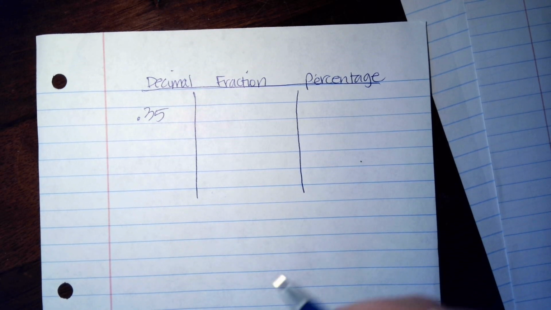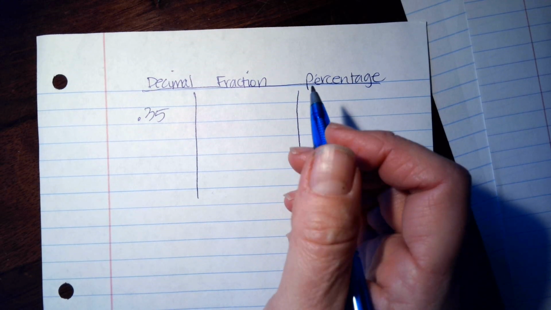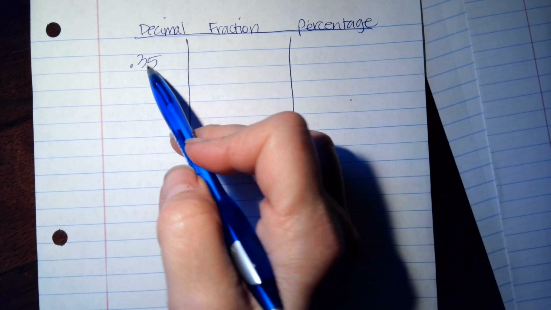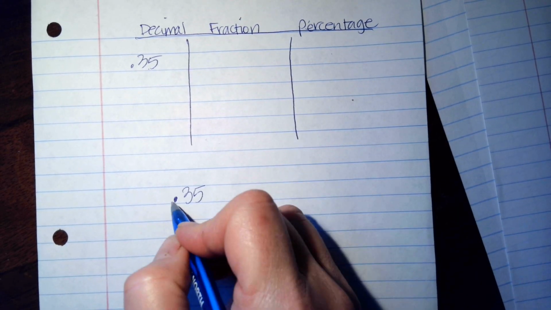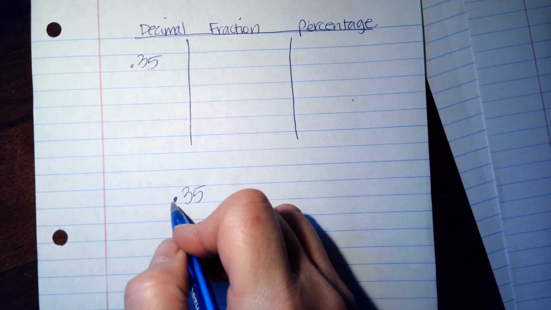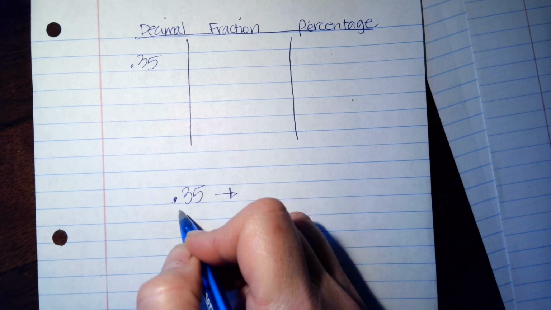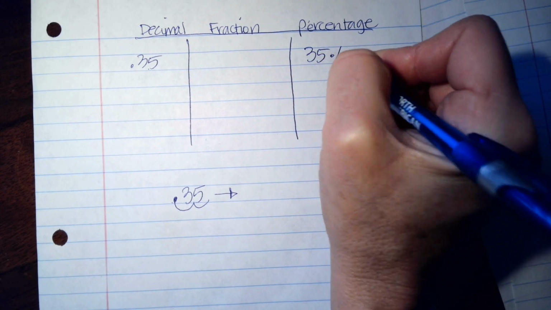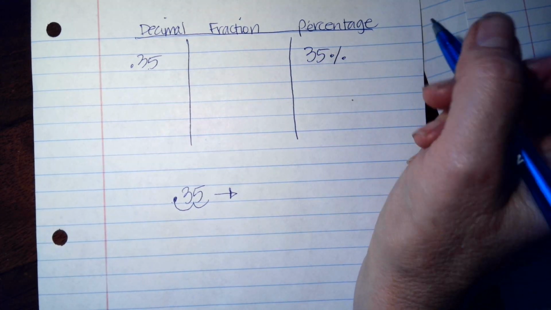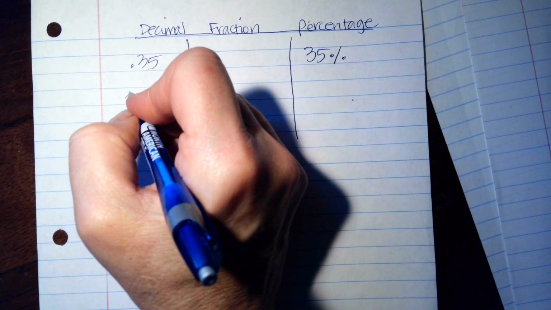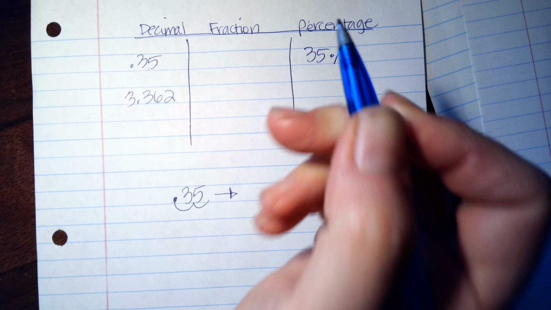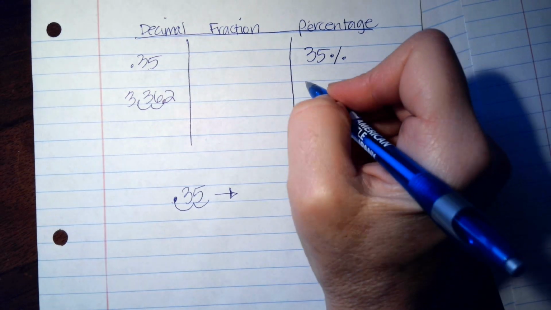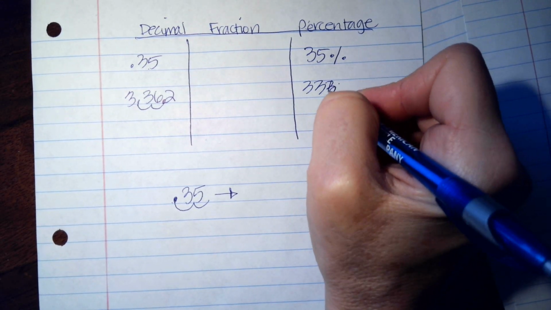Okay. So to change a decimal to a percentage, we move the decimal 2 places over, and we always do it to the right. So you're just going to go 1, 2, and this becomes 35%. It doesn't matter what the number is, even if it looks crazy, you're still going to do the same thing. You move 2 to the right, and it becomes 336.2%.